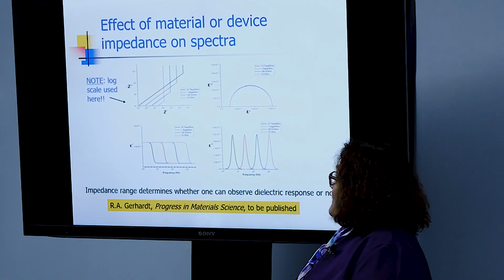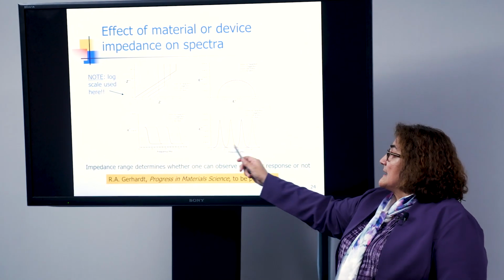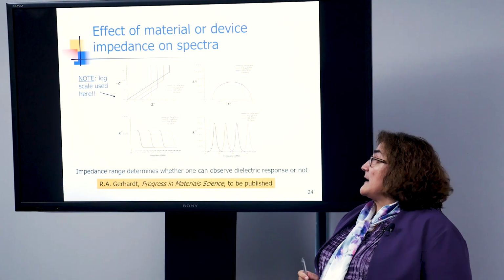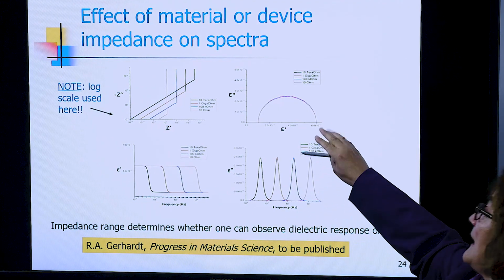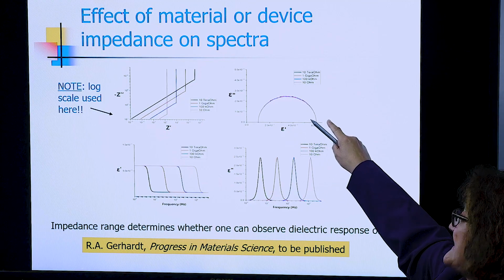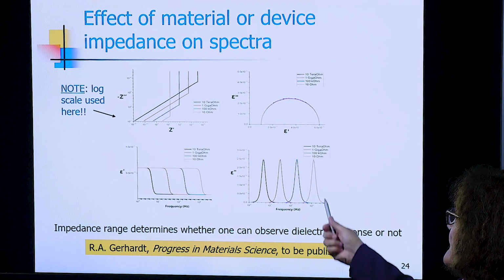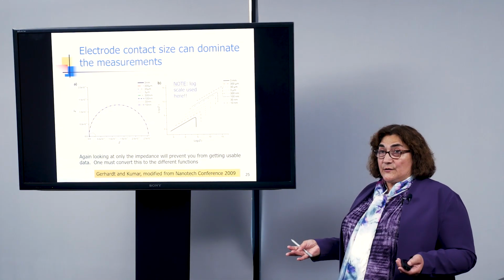What I show in this particular slide is that changing the magnitude of the impedance can actually determine whether you can or cannot see the permittivity response. I am not including any kind of DC conductivity over here, and all the data basically overlaps, but the frequency at which you're going to see a peak shifts to a higher frequency the lower the impedance of the system is. And when you conduct measurements, what size contacts you use can actually dominate your measurement.